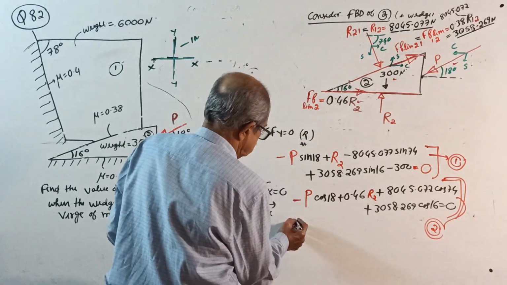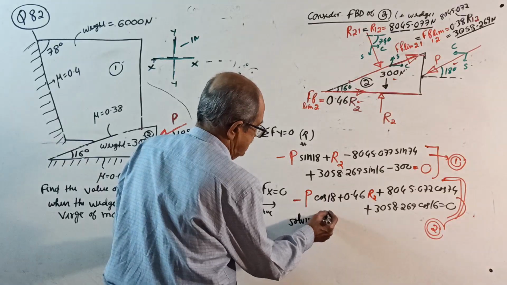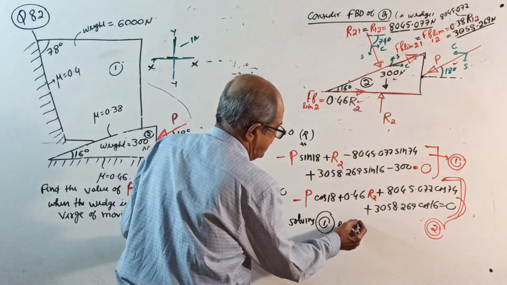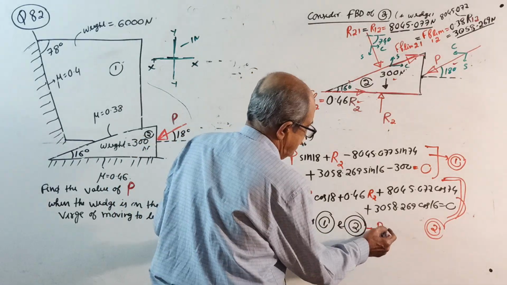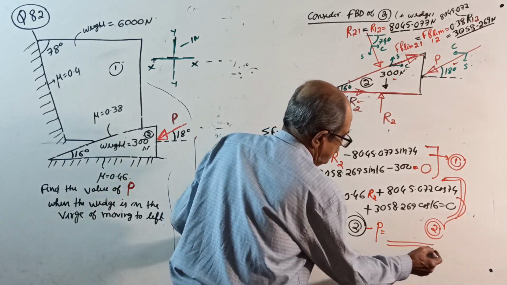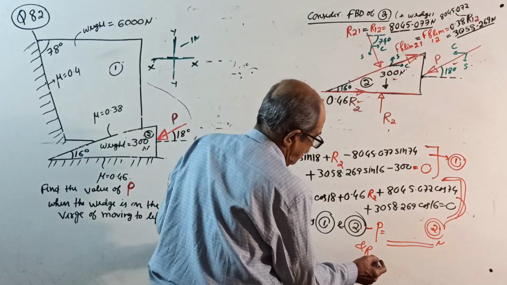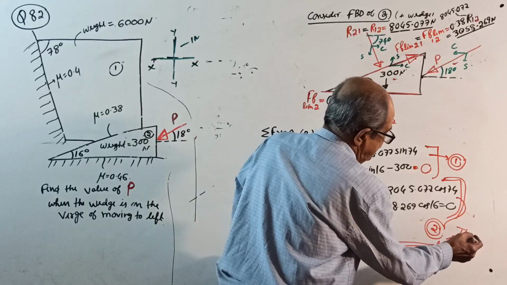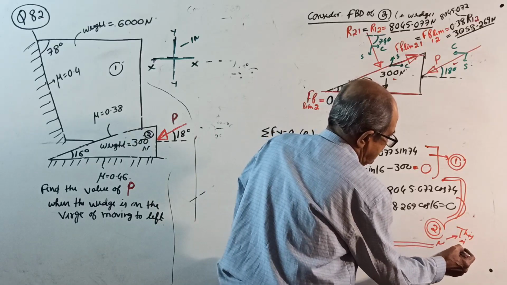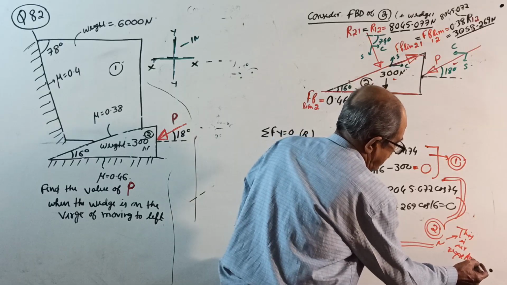Now, solving your equation 1 and equation 2, red color is not required, you will get the value of P. P will come in Newton. And also you will get the value of R2. If you want, I can write. But actually, this is the answer. See, this is our answer. Our required answer.